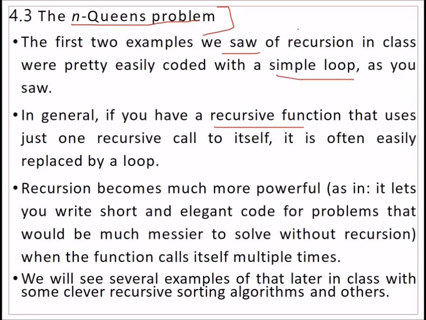The first two examples we saw were factorial and binary search, and they had a simple loop. Means what we can do is we can just replace this recursive call by a single loop. So recursion becomes much more powerful when it is called multiple number of times. In this case, this can be only up till academia, but recursive functions can be employed to solve many problems.